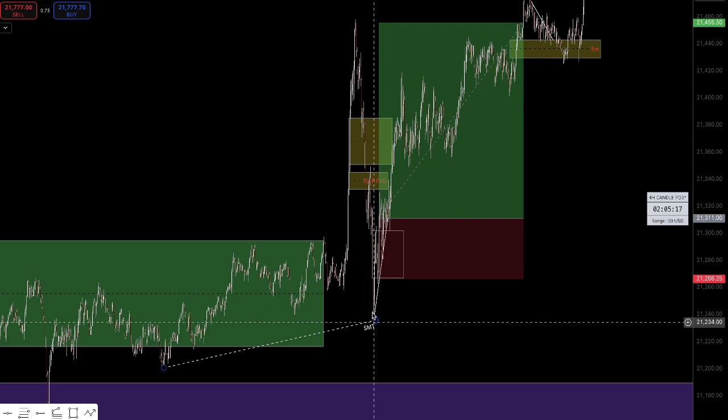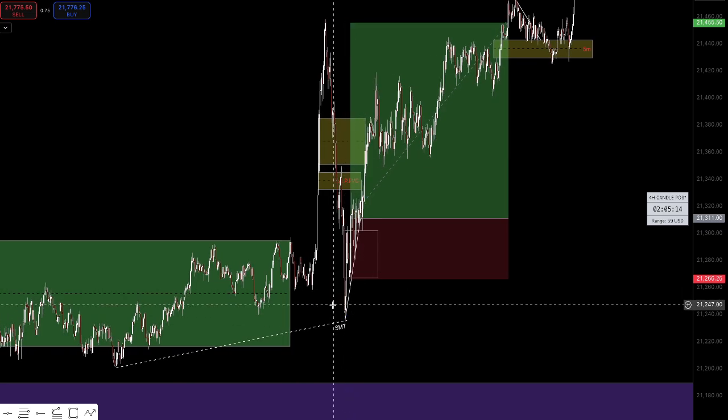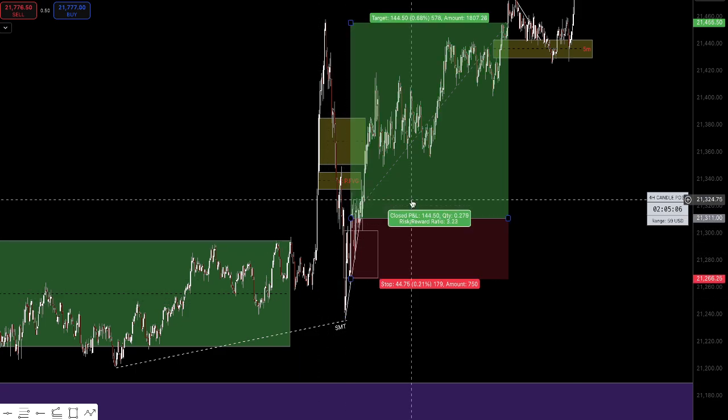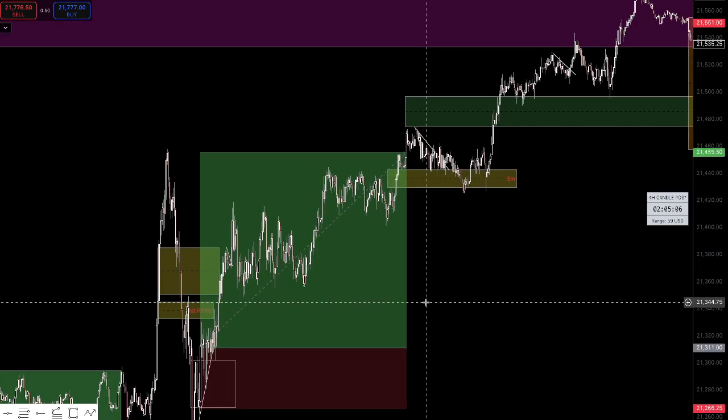As you see, with the entry model, like the reversal setting up, one of either NQ or ES takes it and the other one doesn't. That's a divergence. So it's a really nice bonus when you're entering your trades.